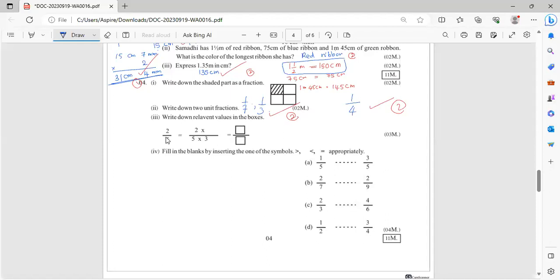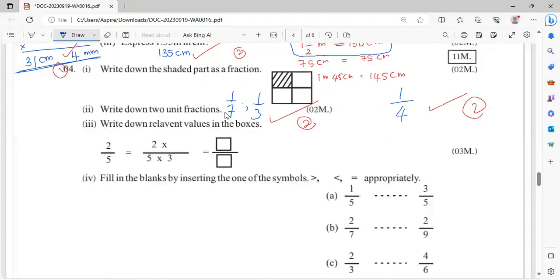Here it is 2/5. Then it is what? This is a process of converting a fraction into an equivalent fraction. To convert a fraction into a particular equivalent fraction, we multiply both numerator and denominator by the same whole number. Then here you can see the denominator 5 has been multiplied by 3. Then the numerator also should be multiplied by what? 3.